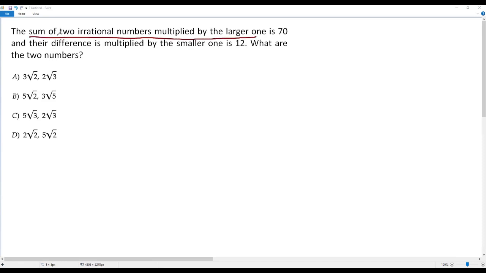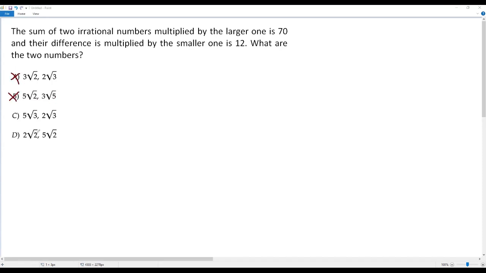That is, when we multiply the sum of two irrational numbers by the larger one, the result is 70, which is a rational number. Since the result is a rational number, the two irrational numbers must be like irrational numbers. Like irrational numbers means we must have the same number inside the radical sign. In answer choices A and B, we don't have the same number inside the square root. Here we have 2 and 3, here we have 2 and 5. We can reject answer choices A and B.